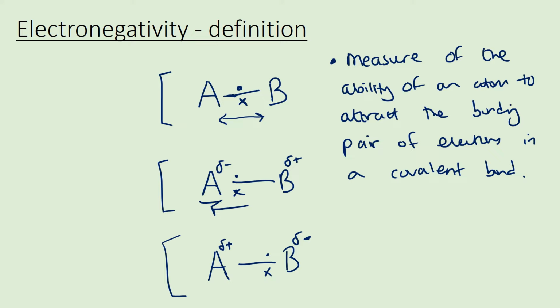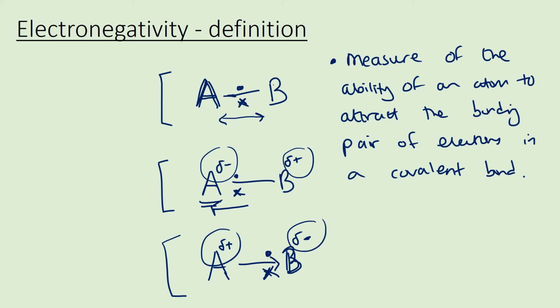So in this one, A is more electronegative because it's got more attraction to the electrons. In the third scenario, B was more electronegative because it was attracting electrons more than A. And in the first scenario, we had equal electronegativities, which meant we had an equal share. Notice the slight charges that you see as a result of a difference in electronegativity.